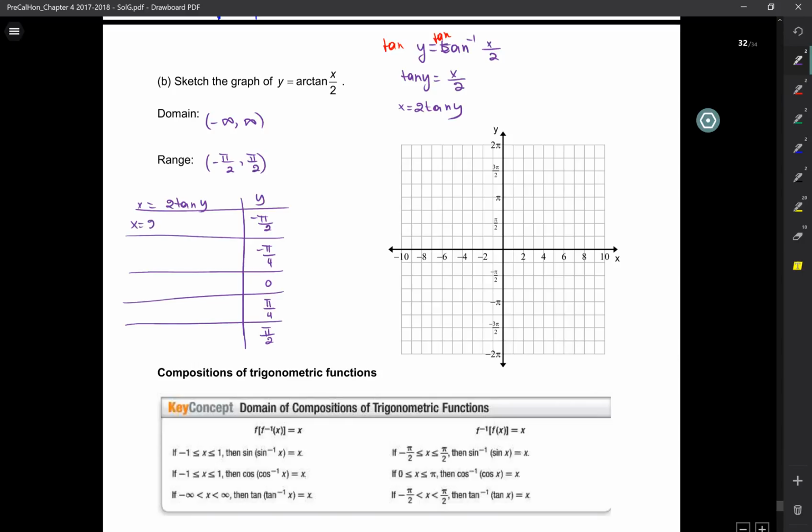So x is 2 tangent negative pi over 2. Right? What's tangent of pi over 2? Or negative pi over 2? Tangent of pi over 2 is at the top, right? It's 1 over 0, undefined. So when y is negative pi over 2, the graph is undefined. There are no x values. That means there is an asymptote there. Okay, there's a horizontal asymptote there.